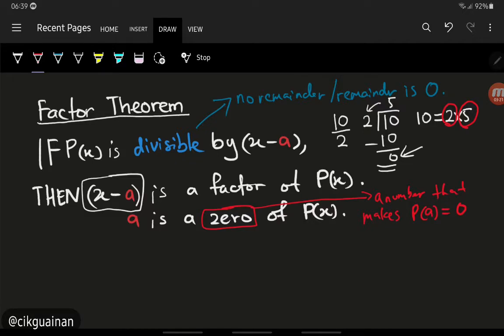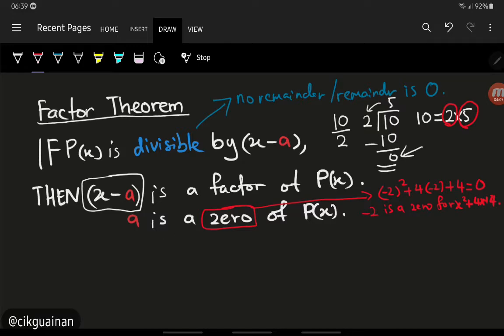So for example, if I have x squared plus 4x plus 4, then I want to substitute it with minus 2. Just now, (minus 2) squared plus 4 times minus 2 plus 4. So if you use a calculator, then this number equals 0. So what does it mean? It means that minus 2 is a 0 for x squared plus 4x plus 4. So that's what it means.